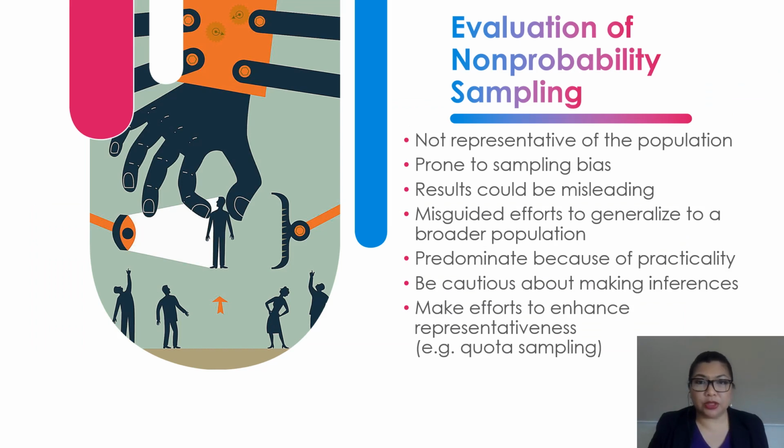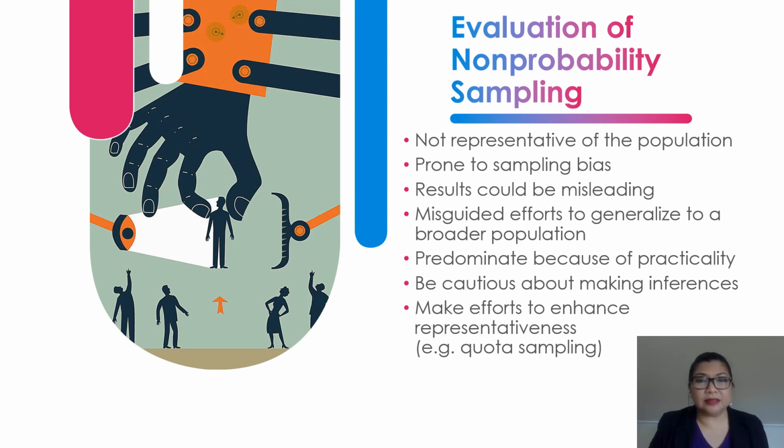So the evaluation of non-probability sampling. So of course it is not representative of the population. And of course you're prone to bias. It could be misleading if you make conclusions out from it, misguided efforts to generalize to a broader population.